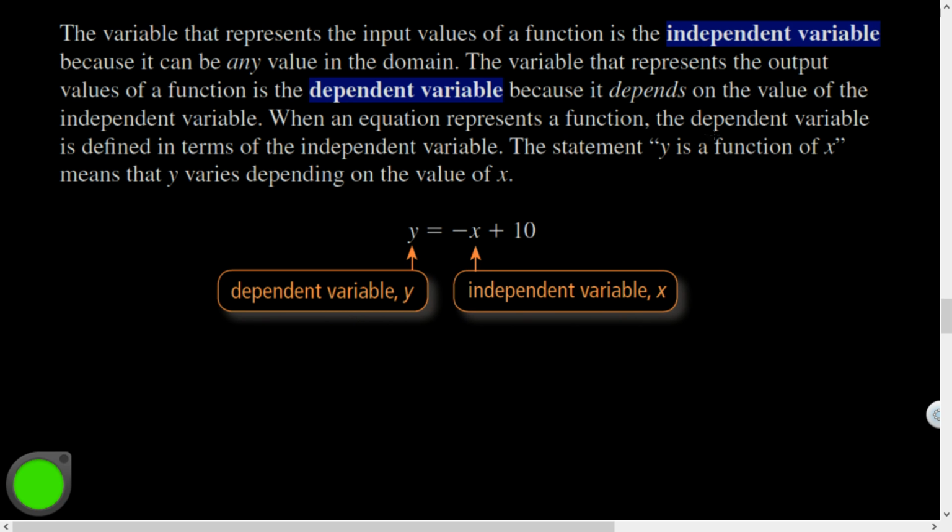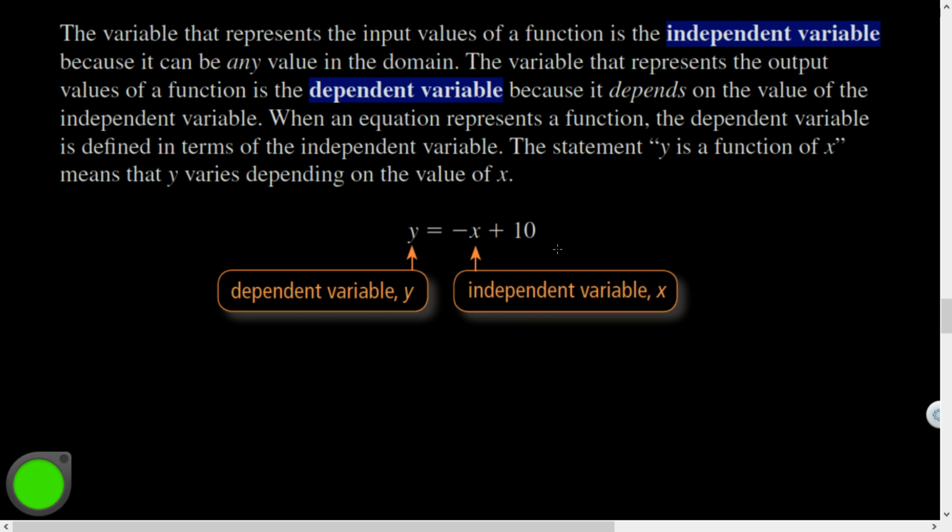So when an equation represents a function, the dependent variable is defined in terms of the independent variable. The statement y is a function of x means that y changes, y varies depending on what x is. So here's a function written as an equation where, remember, so far we've had equations where we've been like, all right, what numbers make this equation true? And we've only had one variable showing up in most cases. We did do the solving of formulas and literal equations, but if this was equal to 3, I would have asked, what number makes x true? Okay? But now I have 2 variables.